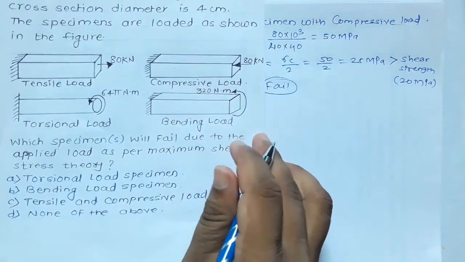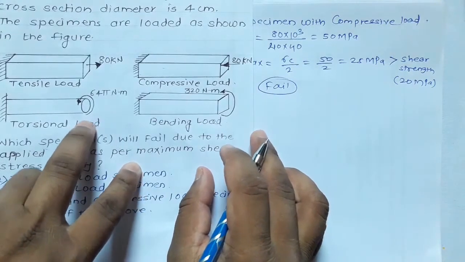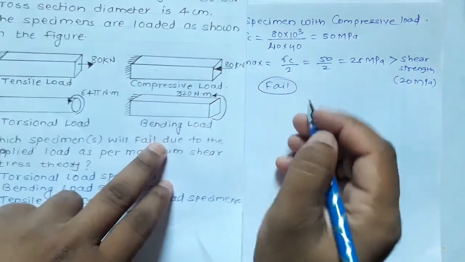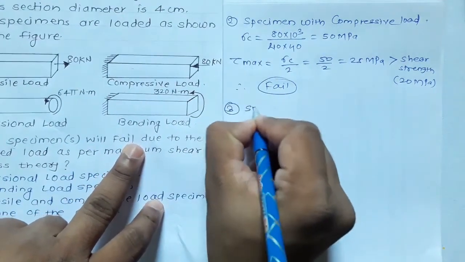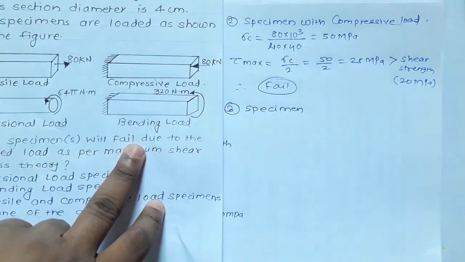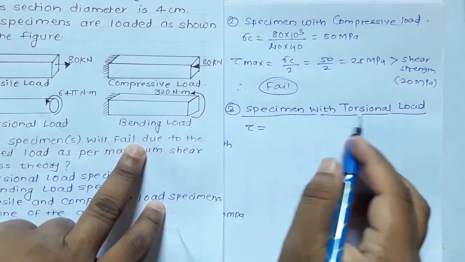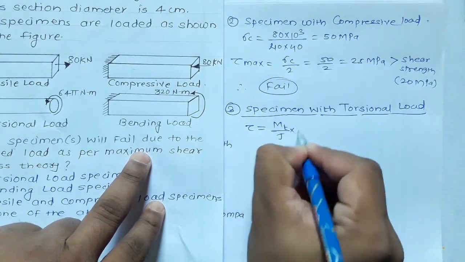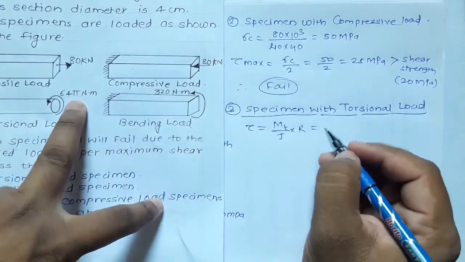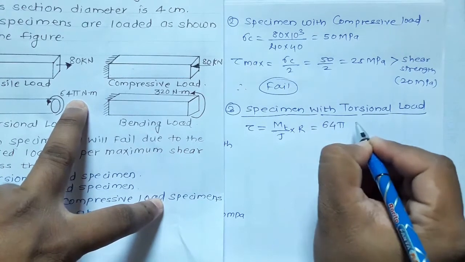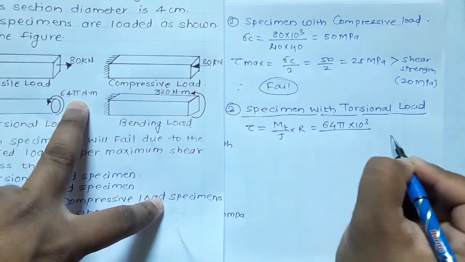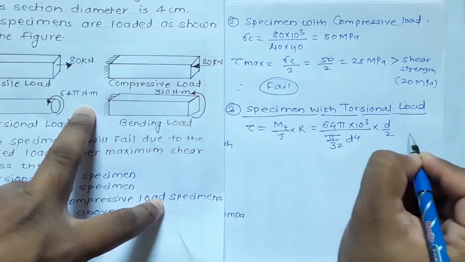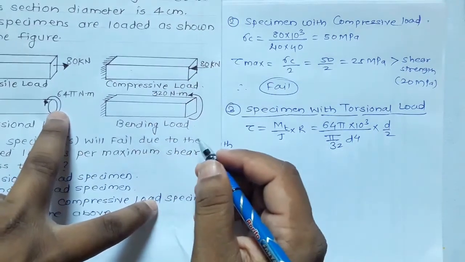Now for the third specimen we have circular cross section specimen, which is subjected to torsional load, and torque magnitude is 64 pi Newton meter. So here the specimen with torsional load is subjected to torsional shear stress, which is given by formula Mt upon J into r. So Mt value, that is torque value, is 64 pi Newton meter. So convert it into Newton mm, multiply by 10 raised to 3. J is pi by 32 d raised to 4, and r is d by 2. Here diameter of this specimen is given 4 centimeter, that is 40 mm.